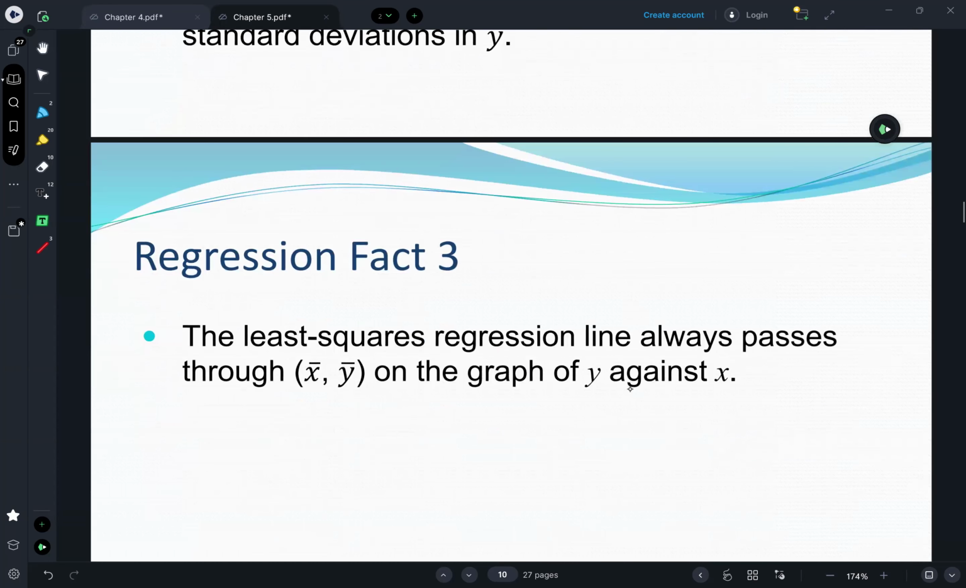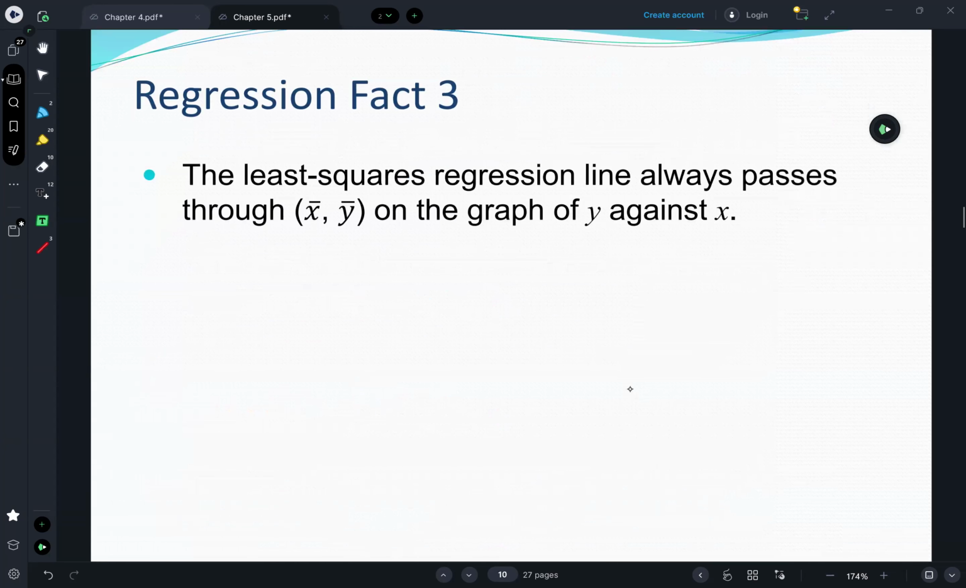Okay, regression fact number 3. The least squares regression line always passes through the average. And this is a great way to know if you have calculated it correctly. We'll see that with the example we used with the online chat feature. We will calculate the means, calculate the regression line at the end of the chapter, and then sub in the mean of x, and we should get the mean of y as the output.